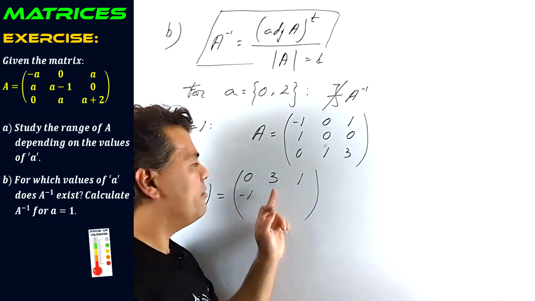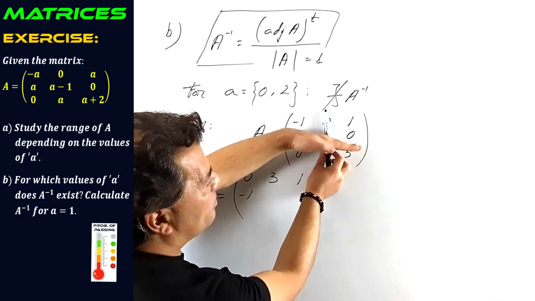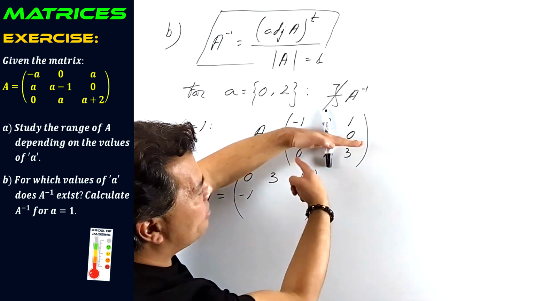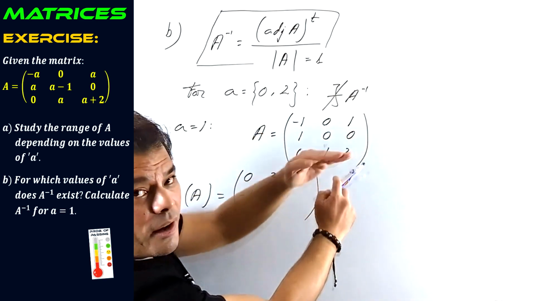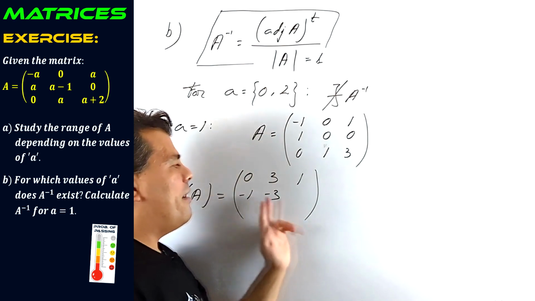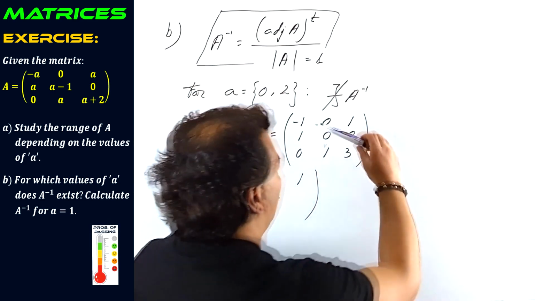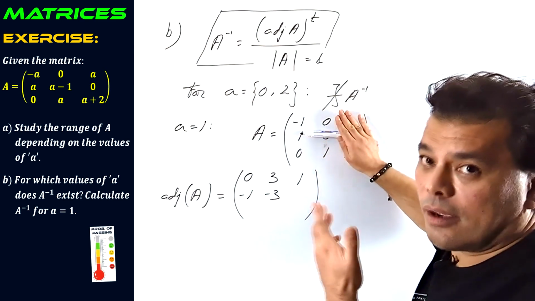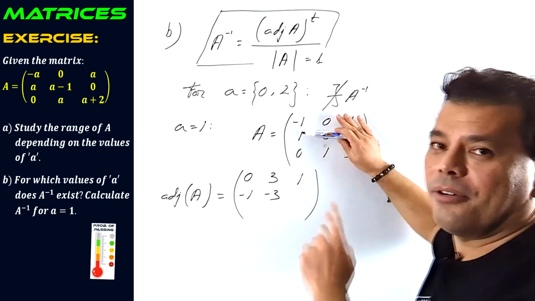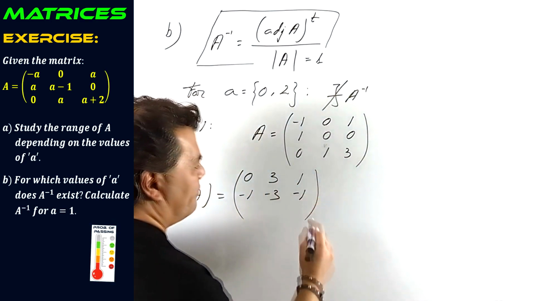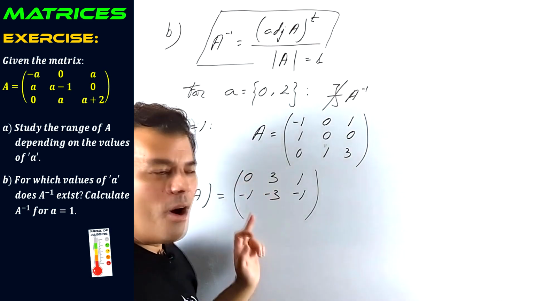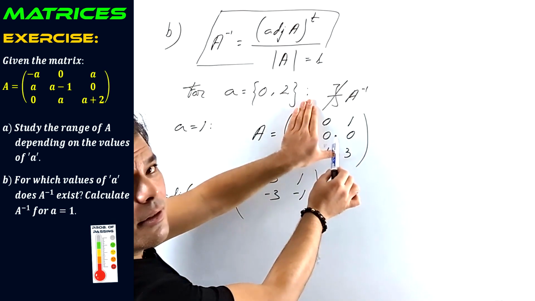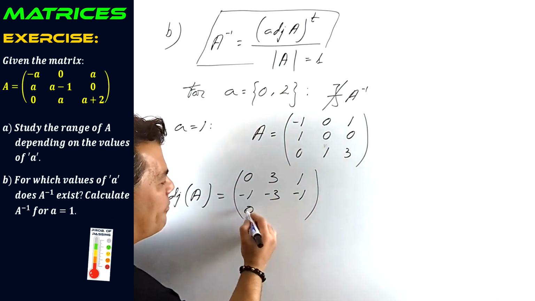Now let's do row 2, column 2. Negative 1 times 3 is negative 3, minus 0, negative 3. Now, row 2, column 3. Negative 1 times 1 is negative 1, minus 0, negative 1. Row 3, column 1. Can you see this line of zeros? So the determinant is 0.